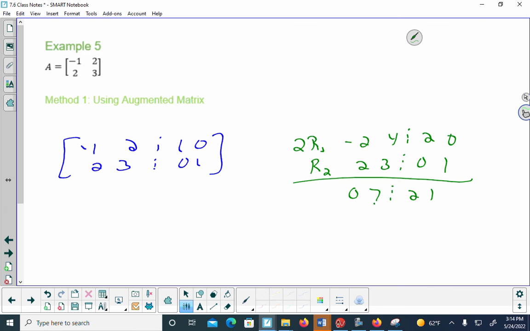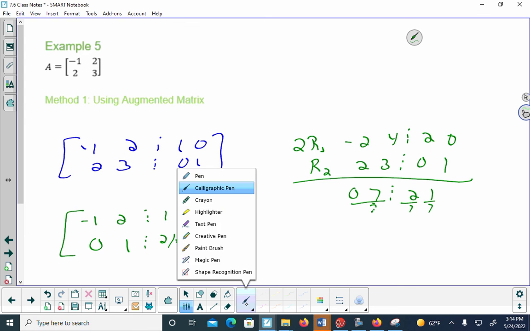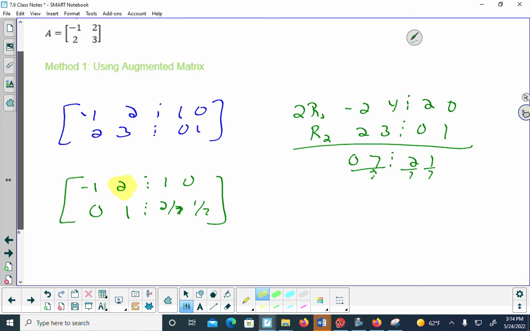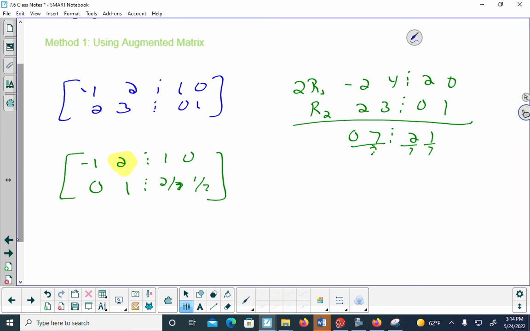So this, I want to make a 1, so I'm going to divide this side by 7, which means I'm going to divide both of these by 7. So when I do that, I'm going to have 0, 1, and then 2 sevens, 1 seven. It's okay, fractions are okay. Okay, now I want to do row 1 and row 2, going to multiply row 2 by negative 2. And if you have to use your fraction, or your calculator, I guess that's okay.